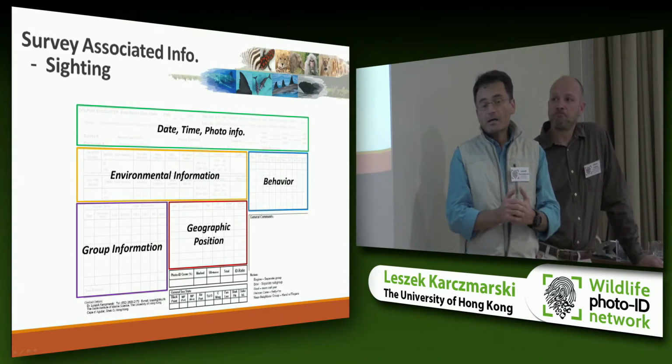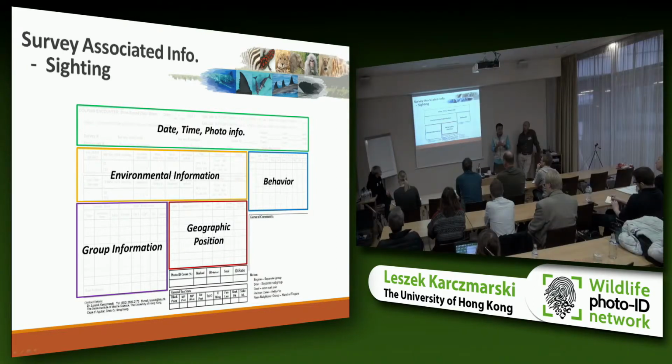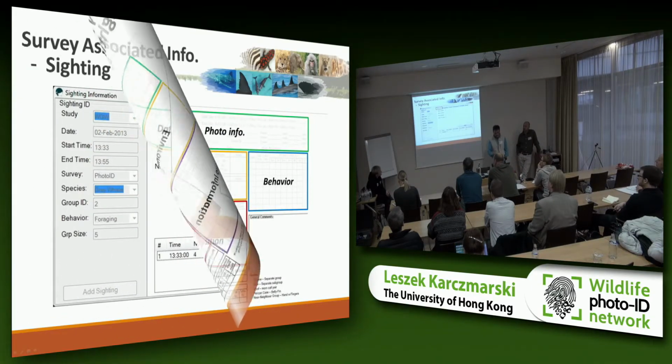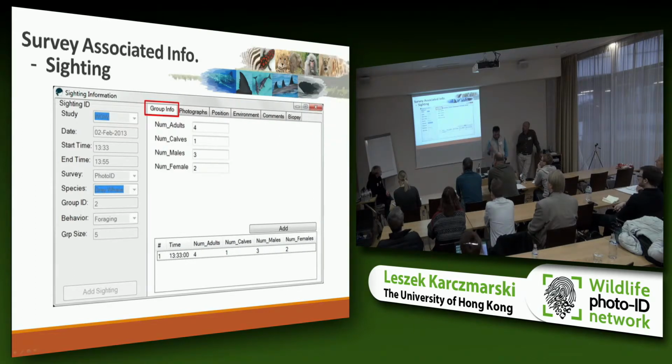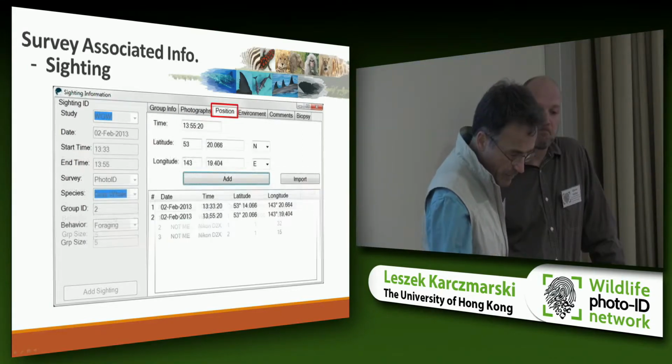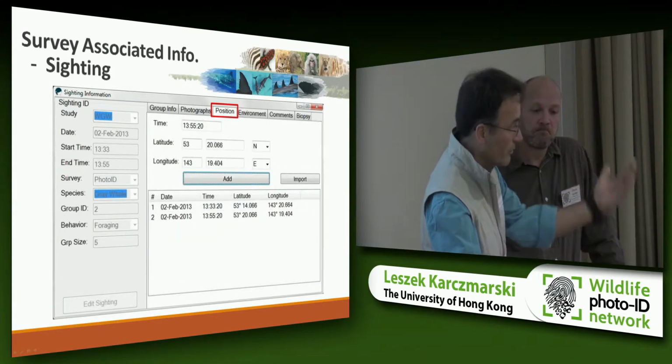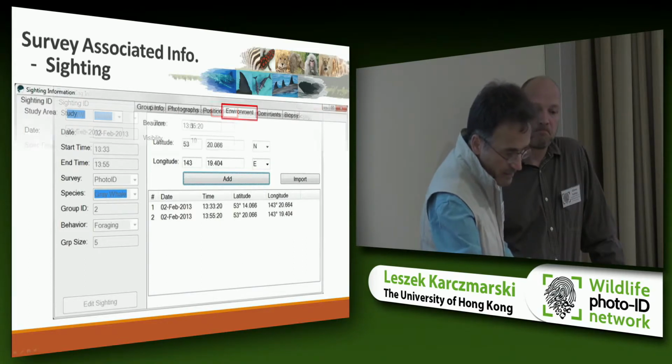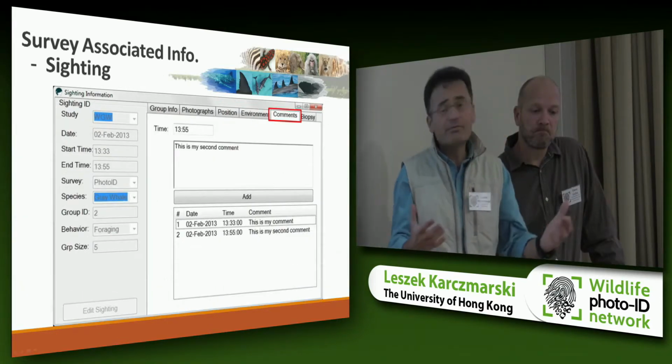We would have another data sheet purely for the behavioral data, but in a summary data sheet, there will be at least some records of behavior throughout the survey. And then you just go and enter all this into the sighting information. So your group information, your age classes, number of individuals of individual age classes, your photographic data, what camera you used, who did the photographs, who took the notes, and your locations, again, either imported or manually entered, environmental data, any comments that you might have on this specific sighting.